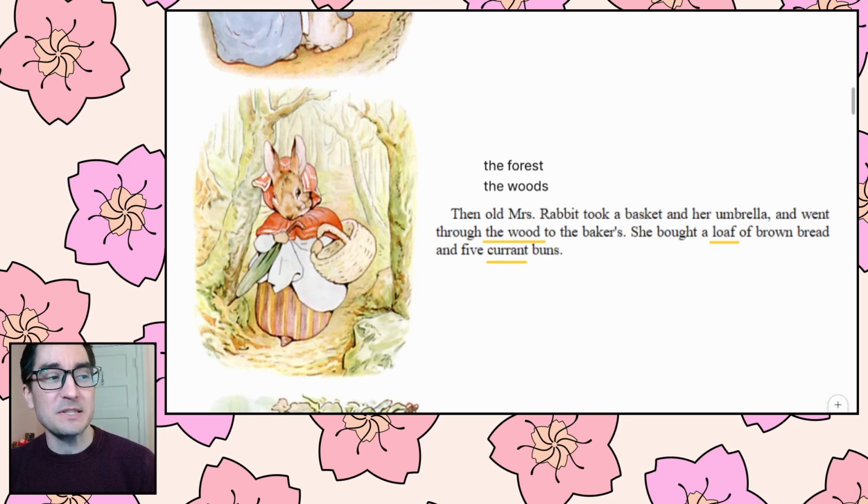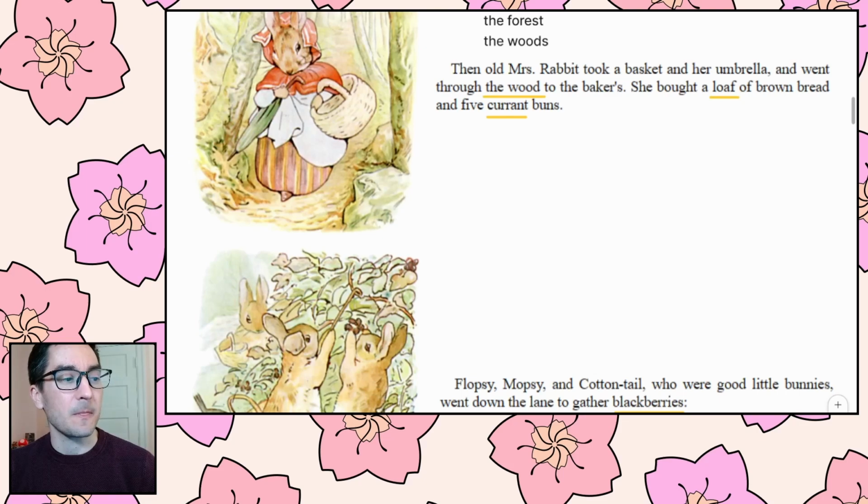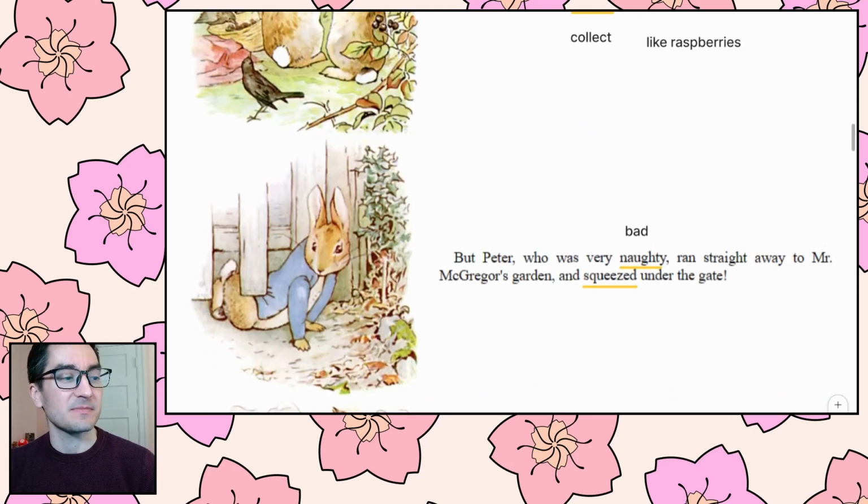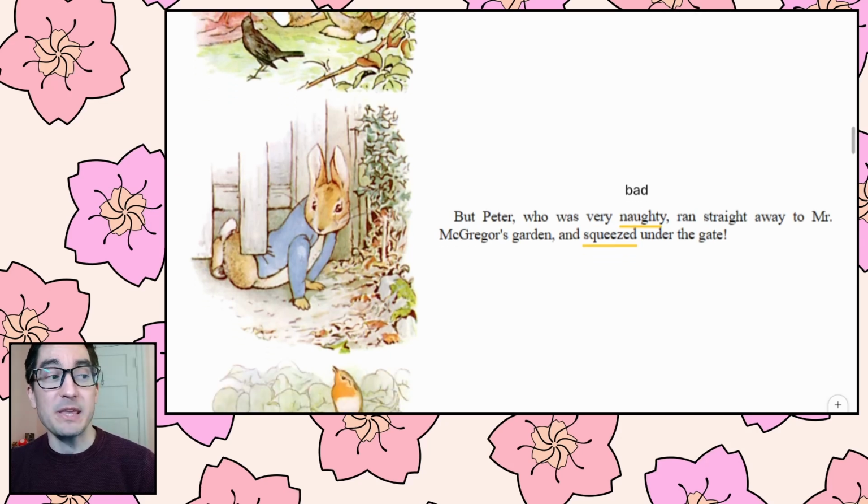Then old Mrs. Rabbit took a basket and her umbrella and went through the wood to the baker's. She bought a loaf of brown bread and 5 currant buns. Flopsy, Mopsy, and Cottontail, who were good little bunnies, went down the lane to gather blackberries. But Peter, who was very naughty, ran straight away to Mr. McGregor's garden and squeezed under the gate.